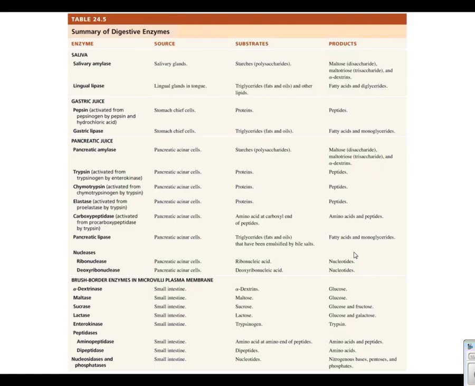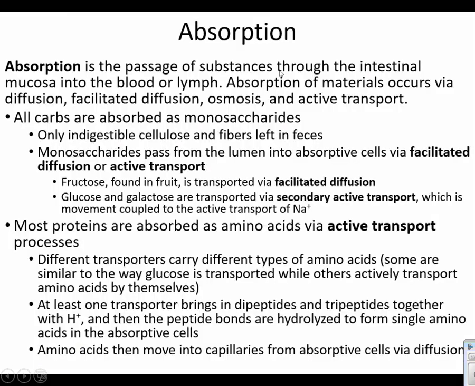Table 24.5 is a nice summary of the enzymes involved with digestion. So if you want to study it, it might be helpful. Of course, I wrote over there on the board the main things that you needed to know. We'll pick up first thing on Friday with absorption. This is where the stuff enters the body into our bloodstream or lymphatic fluid.